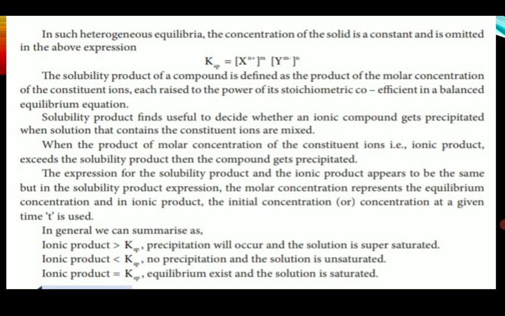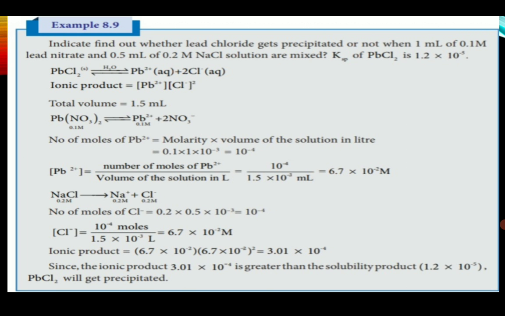If the ionic product is less than the solubility product, there is no precipitation and the solution is unsaturated. And the final one: if the ionic product is equal to Ksp, that is the solubility product, equilibrium exists and the solution is saturated. So another example is also given.